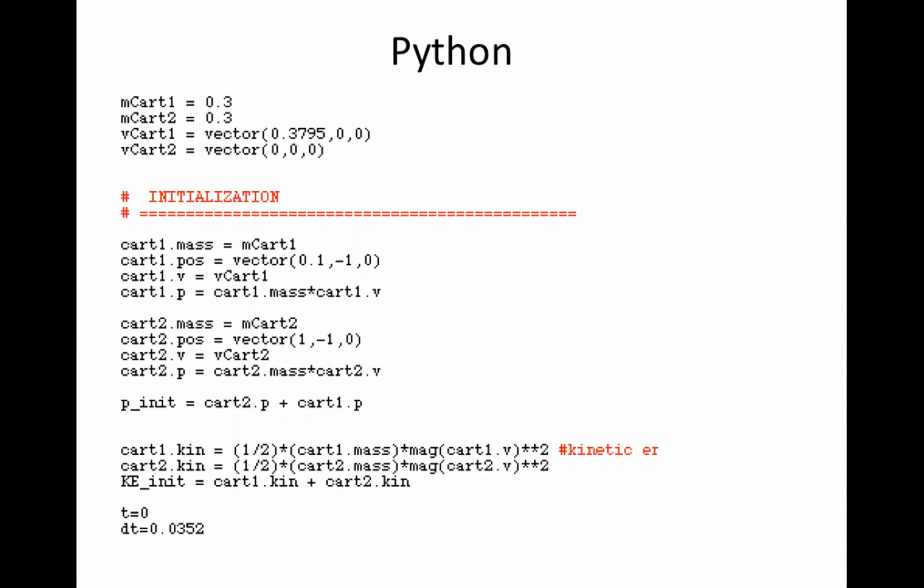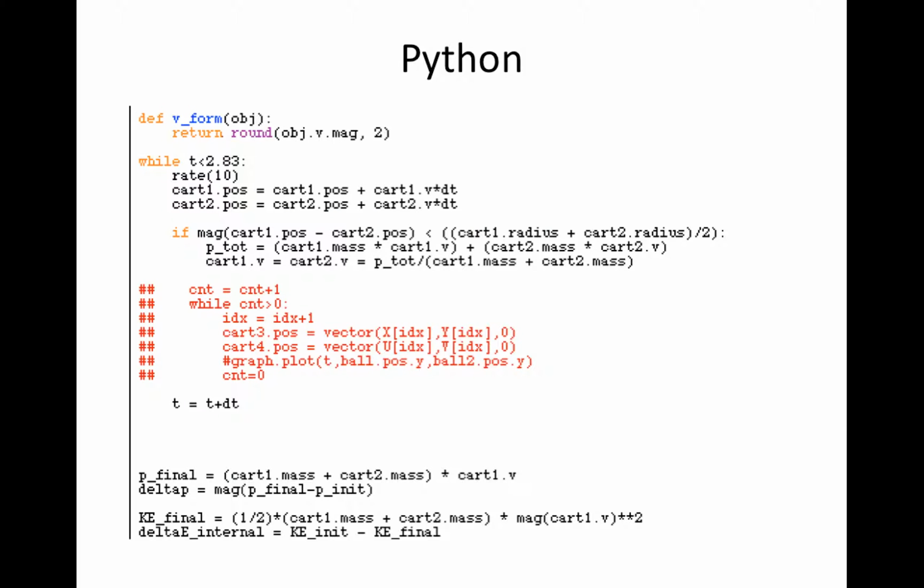In Python, I modeled two spheres on a track, one with constant velocity and one at rest. In order to do this, I set the initial conditions of the motion: the mass of the carts, 0.3 kilograms, the initial positions, the initial velocities, and the kinetic energy before the collision. I then modeled the collisions and found the new positions. I found the total momentum and used it to find the new velocity. The bottom of this part of the code finds the final momentum and kinetic energy and the change in both of these.